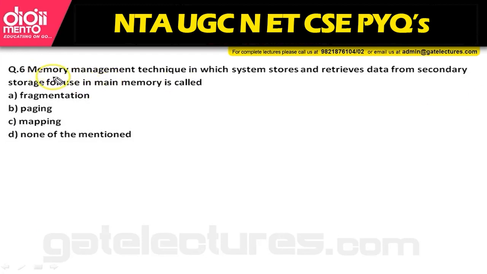So we have the next question, which says: the memory management technique in which the system stores and retrieves data from secondary storage for use in main memory is called fragmentation, paging, mapping, or none of the mentioned. Okay, so we know the answer already, but still let's look at the options one by one.